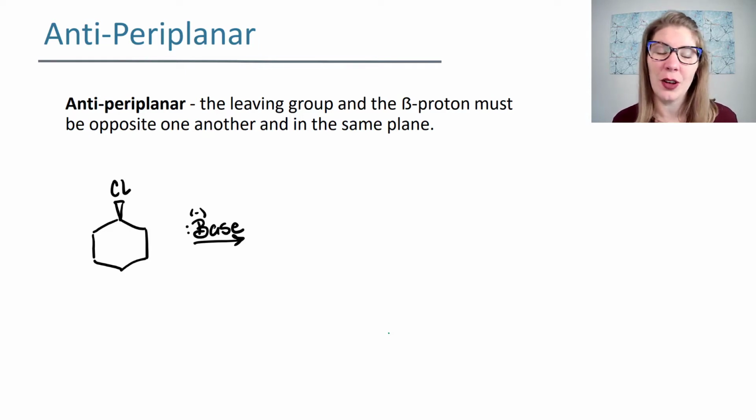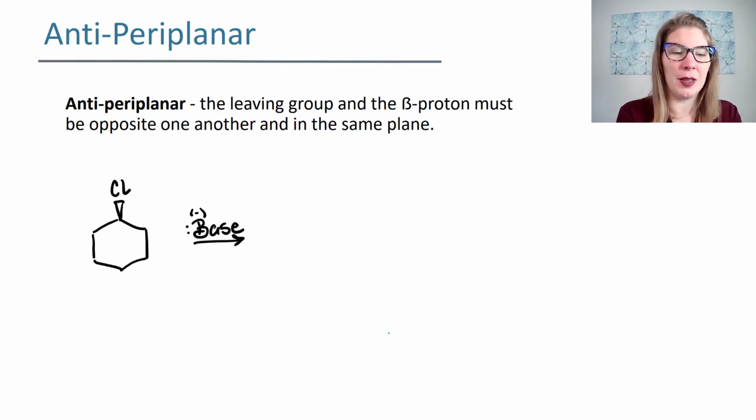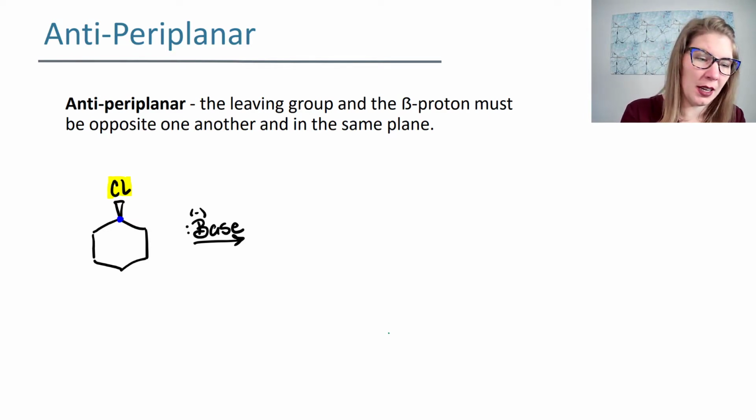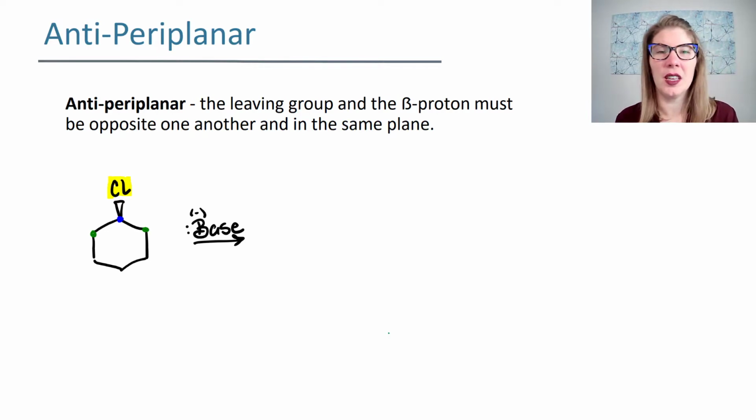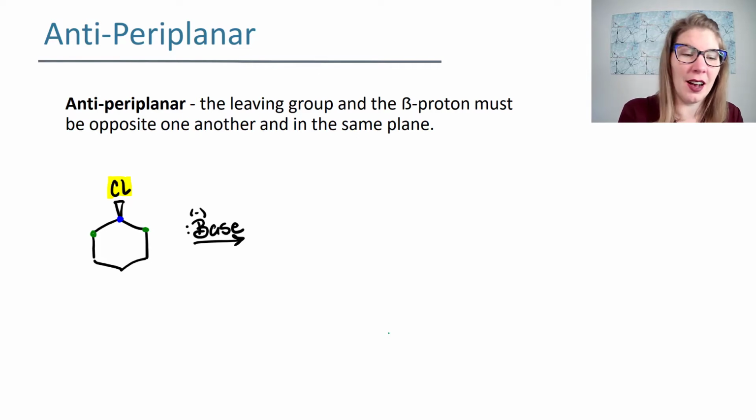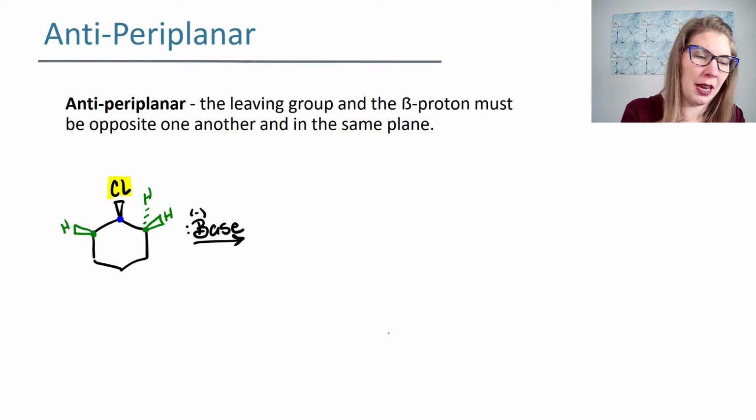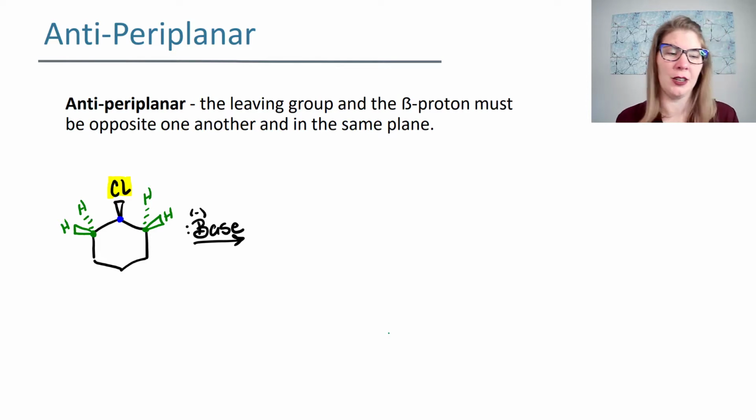In this case, I have a chlorine present, and that chlorine is going to be my leaving group. When that chlorine is the leaving group, then I know where my alpha carbon is, which is where I just put the blue dot. And then next to that are my beta carbons. So I have a beta carbon here, and I have a beta carbon here. On those beta carbons, I have beta protons, and the beta protons are either coming out of the plane of the page or going behind the plane of the page.